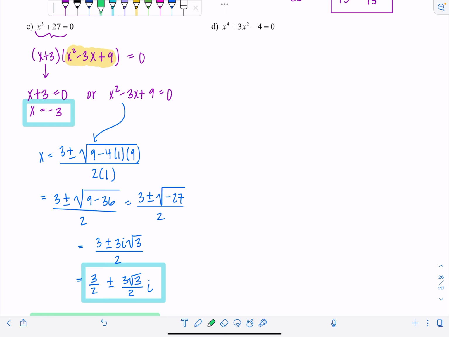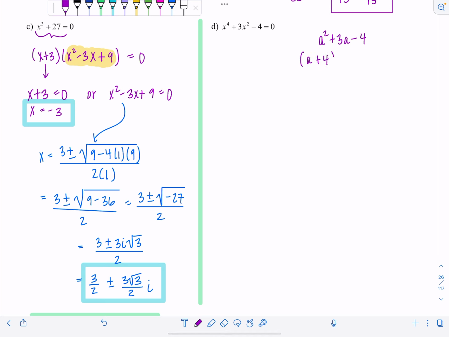X to the 4th plus 3x squared minus 4. This one actually factors. Believe it or not. I know. So pretend it was a squared plus 3a minus 4. Could you factor that? Yeah, it factors into a plus 4 times a minus 1, right?